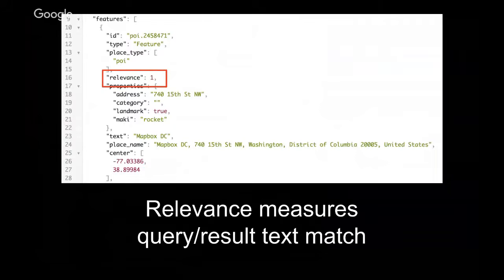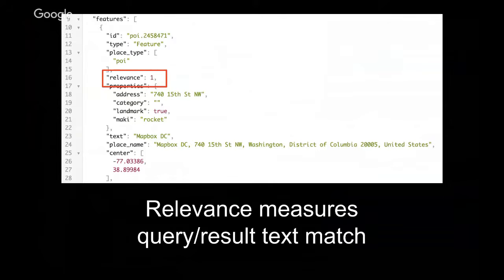So an example of this, we return a score called relevance. And this is probably one of the most misinterpreted parts of our API. We know that it's confusing for people. We're working on updating our documentation right now, but I wanted to take this time to tell everyone a little bit about this relevance score.